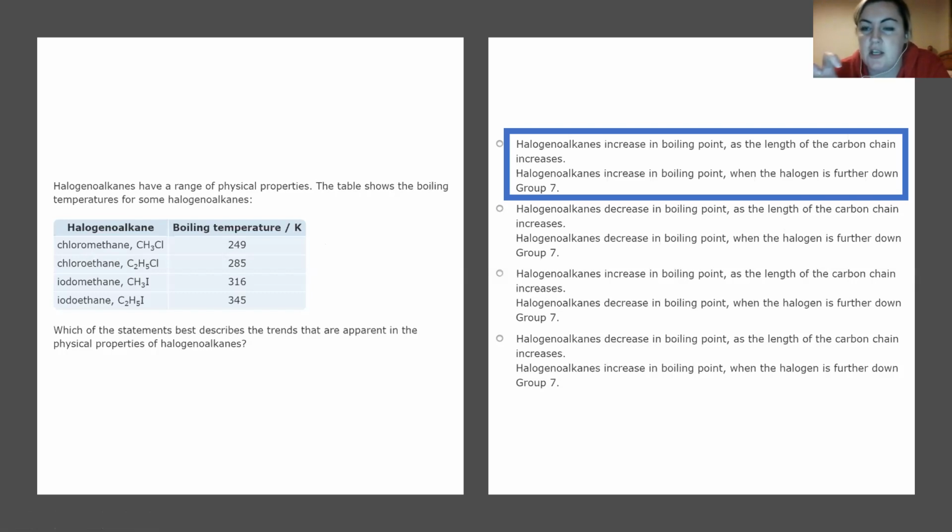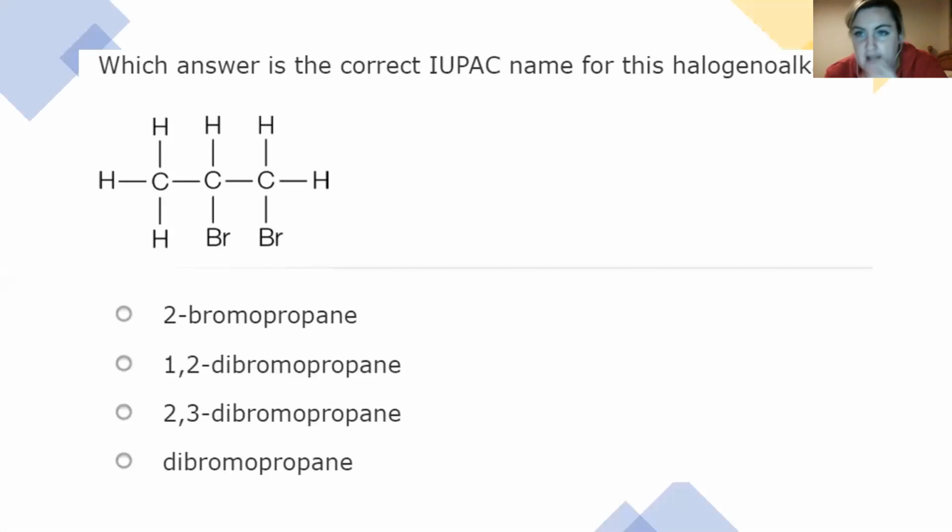So the longer the chain, the more the van der Waals forces. But also the bigger the atom, so it gets bigger as you go down the group. You're adding another shell, you're adding more electrons, more van der Waals, more energy needed to overcome those forces. So it's going to increase, okay? Next one. Good old nomenclature. Have a pause, have a think, have a go.